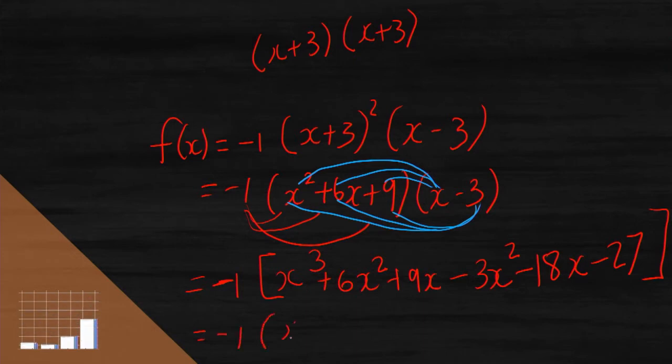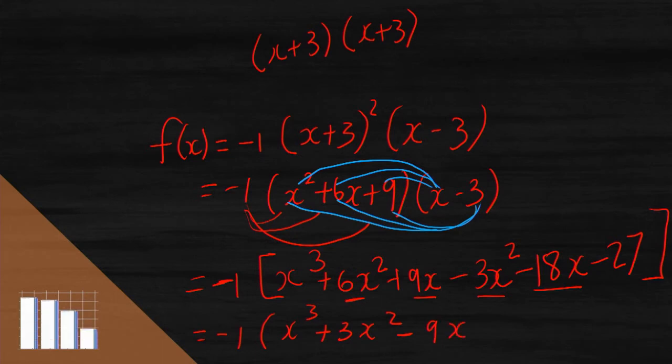So x cubed stays the same. 6x squared minus 3x squared gives me positive 3x squared. 9x minus 18x will give me negative 9x. Minus 27 comes down with the same sign. And then we multiply the negative 1 through the brackets. Okay, obviously when you multiply the negative through, now is when all your signs are going to change.